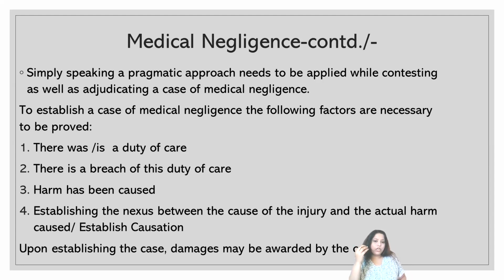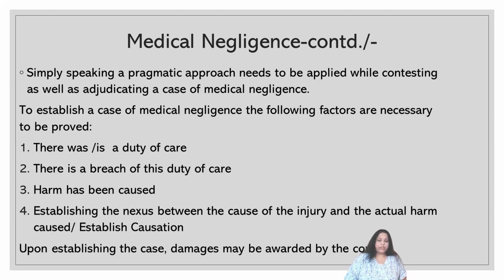So now to establish a case, this is very important for medical negligence, apart from proving the general factors that we discussed. Apart from that, in case of medical negligence, what needs to be proved? One is, of course, that the doctor or the medical practitioner had a duty of care, there is breach of that duty, harm has been caused, and you have to establish the nexus, that is the connection, the relationship between the cause of the injury and actual harm. Therefore, that means you establish causation.